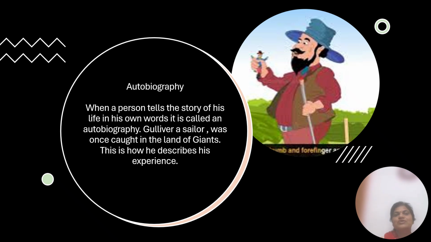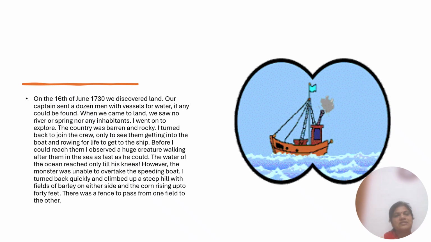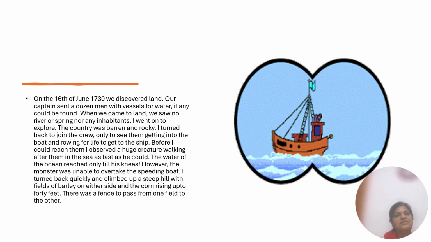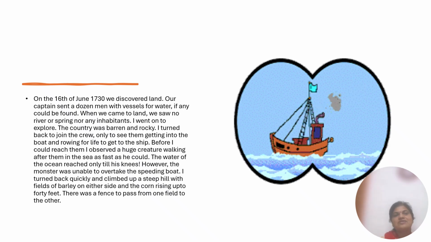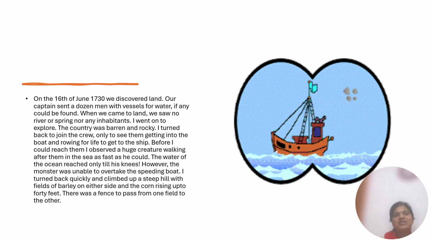Gulliver, a sailor, was once caught in the land of giants. This is how he describes his experience. Now let's read and understand the chapter Gulliver's Travels. On the 16th of June 1730, we discovered land. Our captain sent a dozen men with vessels for water, if any could be found. When we came to land, we saw no river or spring nor any inhabitants.